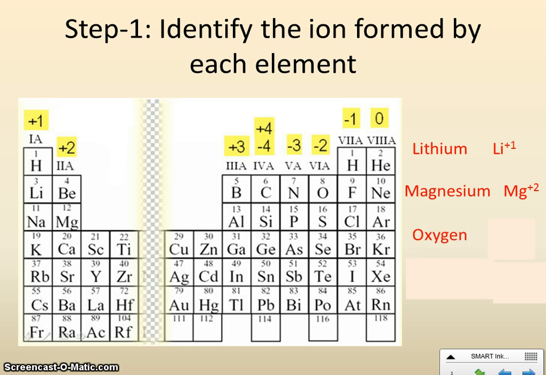Try another one. Oxygen. Oxygen's over here. When it forms an ion, it will have a -2 charge, O -2. And the last one, aluminum, right here. When aluminum forms an ion, it will have a +3 charge, Al +3. That needs to be second nature in order to figure out the rest of this stuff. So being able to read your periodic table and find the charges is pretty easy as long as you remember what charges go where. And you should have this written on your copy of your periodic table.